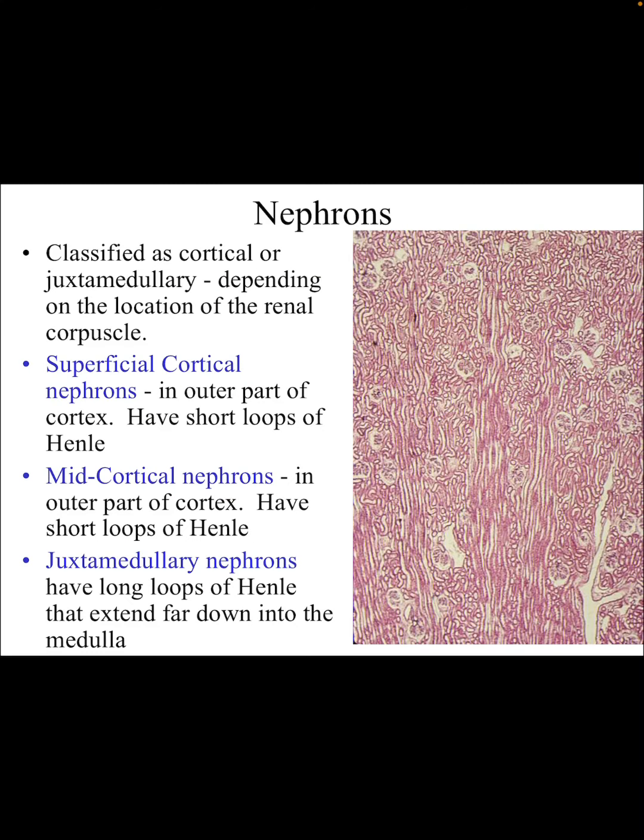As I said, the functional unit of the kidney is the nephron. We'll talk about its structure later, but now we'll talk about the classification of the nephron. Usually the classification of the nephron depends on the location of the renal corpuscle. If they are found in the upper portion near the capsule, we call them superficial cortical nephrons. If we find them in the middle, we call them mid-cortical nephrons. If we find them near the junction between the cortex and medulla, we call them juxtamedullary nephrons.